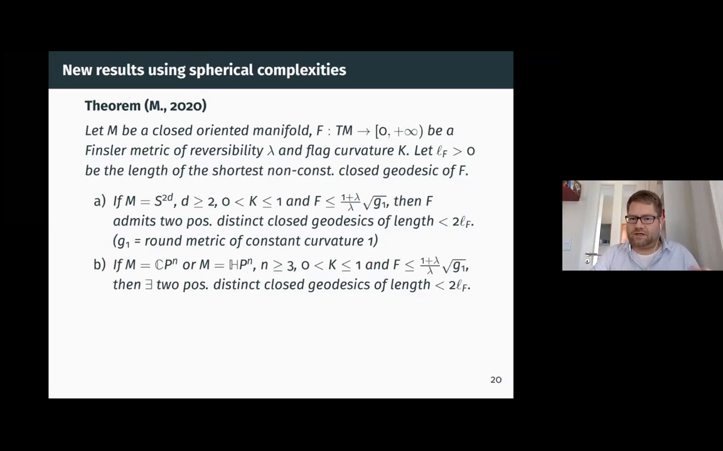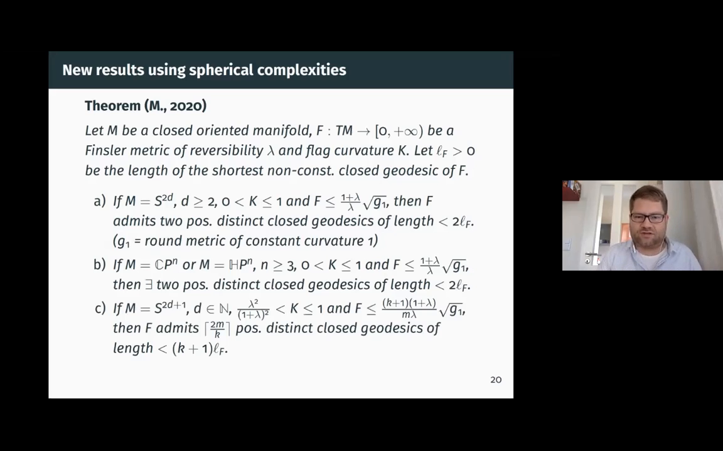So we get some length 2 closed geodesics and the length bound on the second one. For time reasons, I will skip the last one here. So there's something for odd dimensional spheres as well, where we need quite a bit stricter conditions, but we get some nice estimates as well.